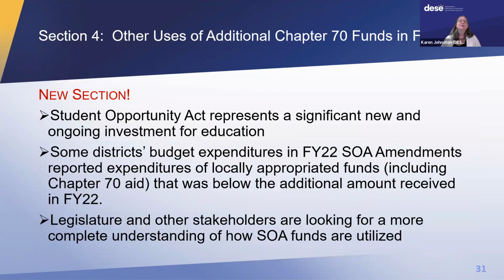And you'll be using that as we go into a new section, which is other uses of additional Chapter 70 funds in FY23. Before we talk about that table, just wanted to give you a little context about why it's being added this year.